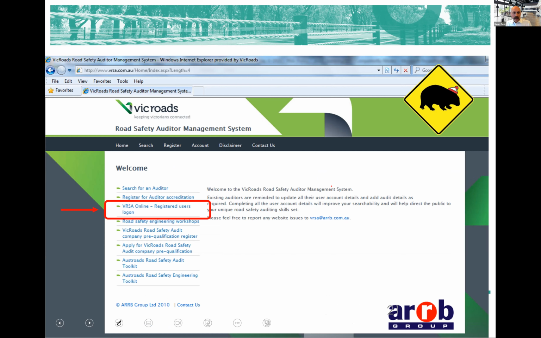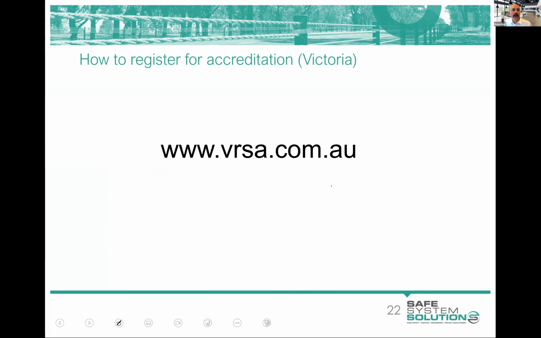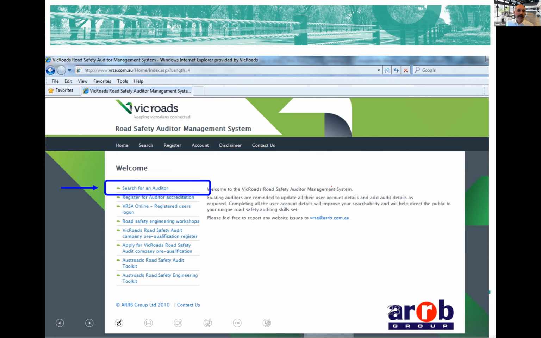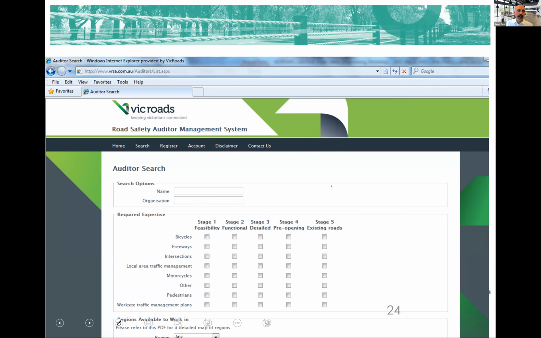Now, once you're on the list, you're able to log back in as a user and give more information. And so there's log in there. It's fairly intuitive. Now, so vrsa.com.au. That's where you're going to want to go. So in there, the public and anybody can search for an auditor. And when you search for an auditor, you can search by name or organisation, or you can search by required expertise. Now, take that with a grain of salt because it is self-populated.